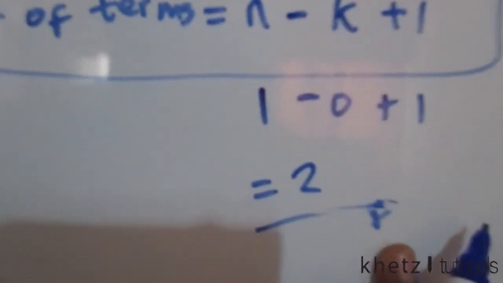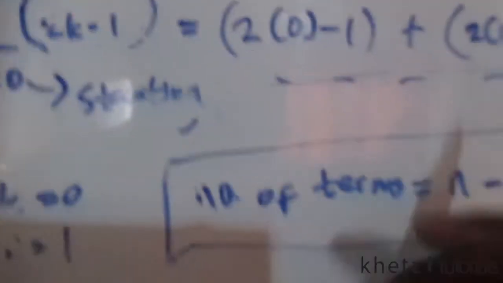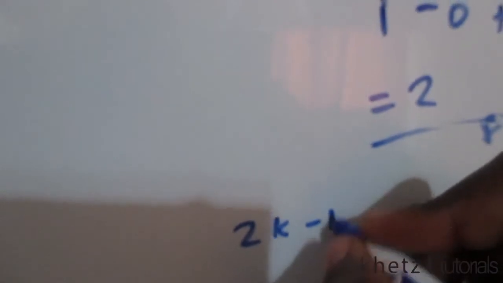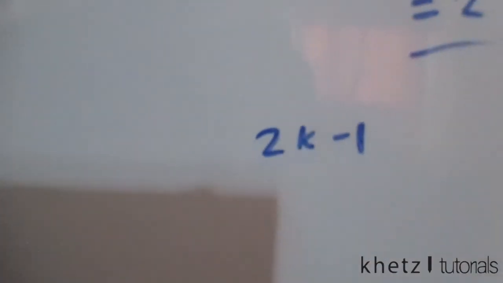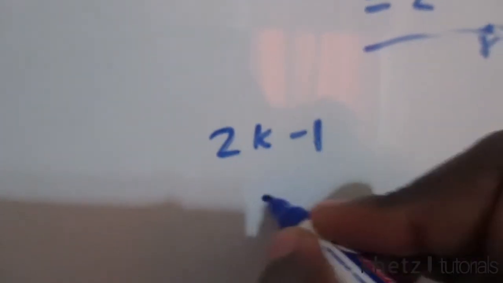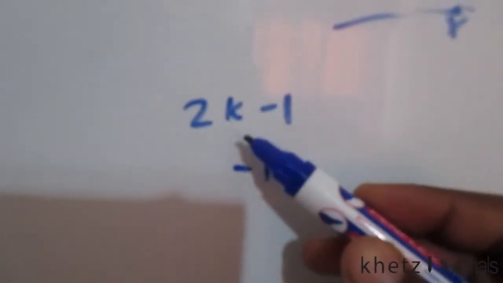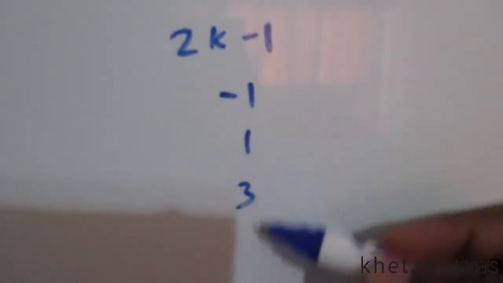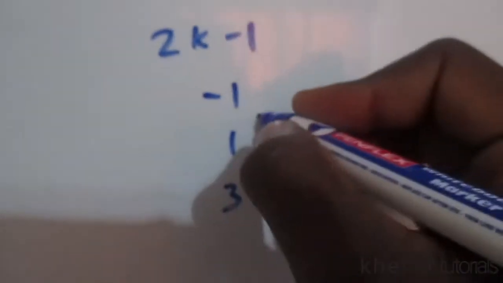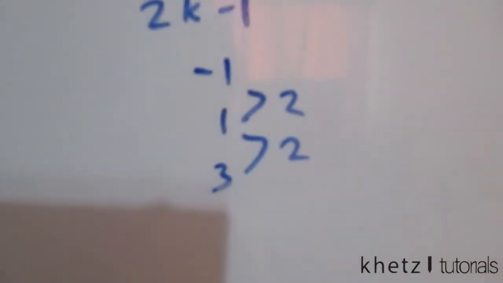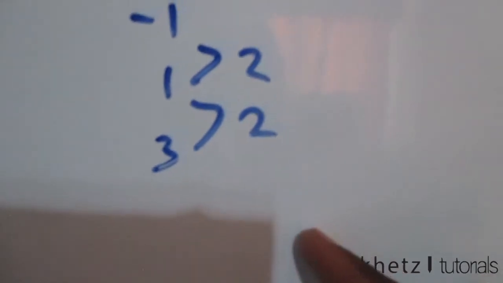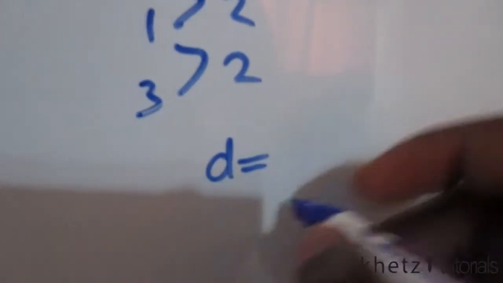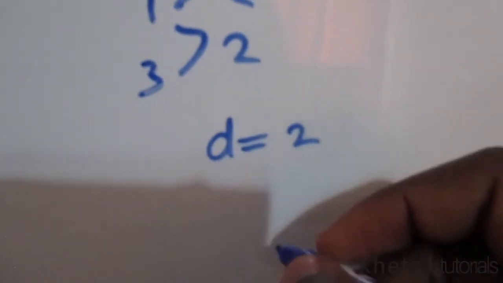After finding the number of terms, I can just show you with this one actually. So 2k subtract 1. Let's see what kind of series it is. If you substitute 0 here, you're going to have minus 1. If you substitute 1, you are going to have 1. If you substitute 2, you're going to have 3. So let's see the difference between all of these. From here to here, we basically have 2, and from here to here, also 2. So this is an arithmetic series, and d is equal to 2.